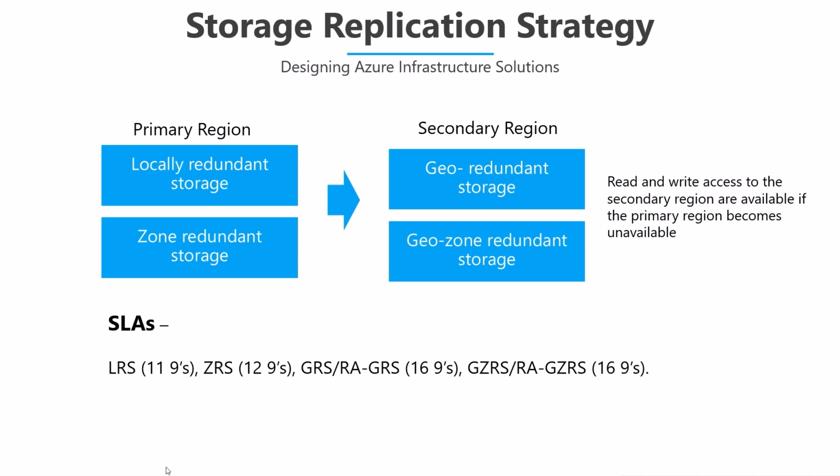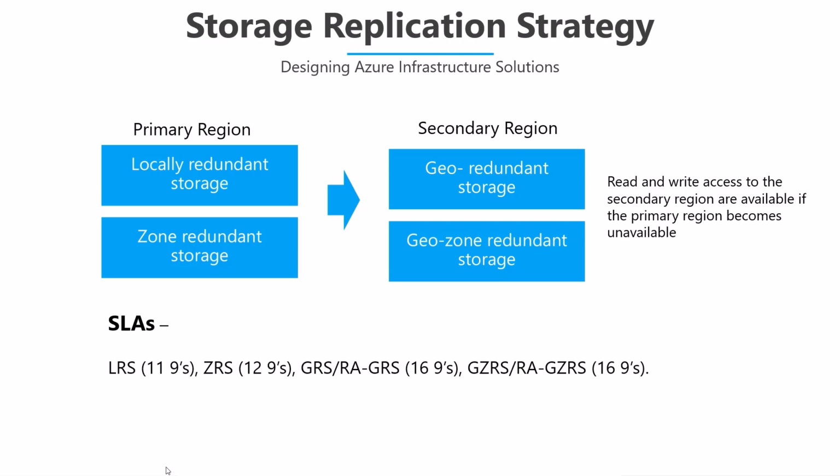We all know that we have paired regions in Azure, and there are so many services which allow you to make a copy of your data in the paired region. Now that all depends on what kind of configuration you do at the time of choosing the redundancy. In a storage account of Azure, we have redundancy options like LRS, which is locally redundant storage, ZRS, zone redundant storage, GRS, which is geo redundant storage, and GZRS, which is a combination of geo and zone, geo zone redundant storage.